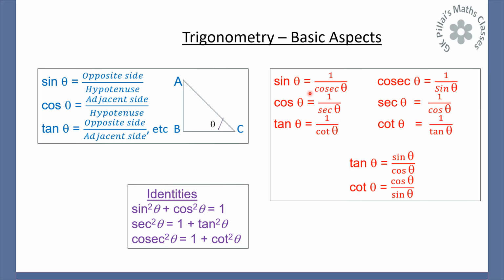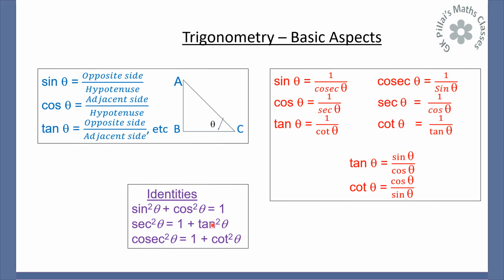Here, sin theta is equal to 1 upon cosec theta, and cosec theta is 1 upon sin theta. These are reciprocals of each other. Cos theta is 1 upon sec, and sec is 1 upon cos theta. Tan theta is 1 upon cot theta, and cot theta equal to 1 upon tan theta. Tan theta can be written as sin theta by cos theta. Cot theta can be written as cos theta by sin theta. These are the very important ratios which we deal with in many sums.